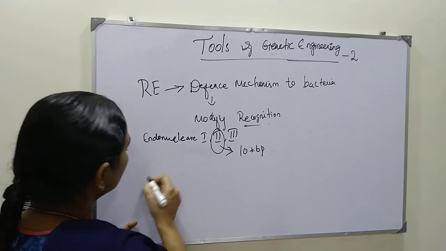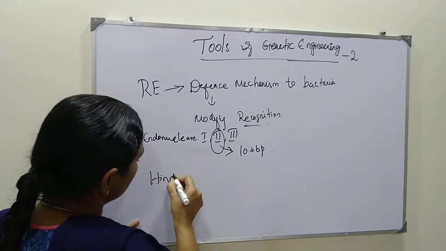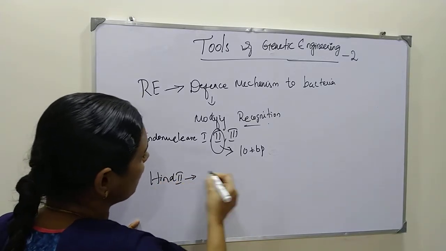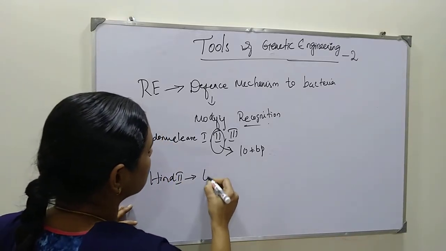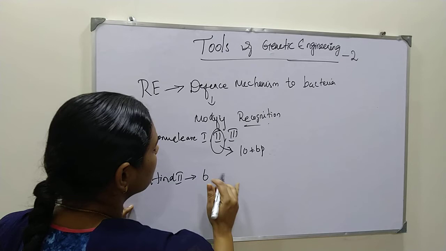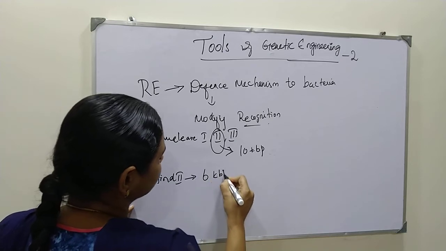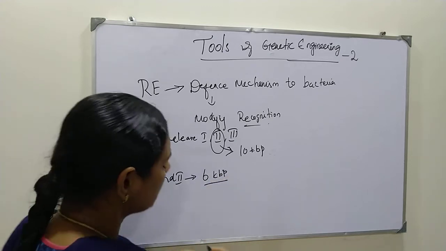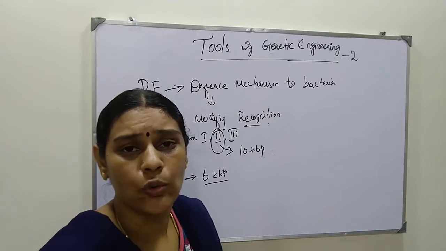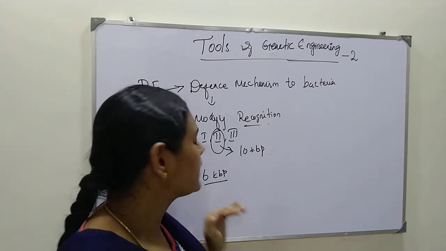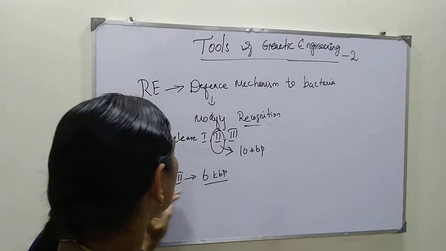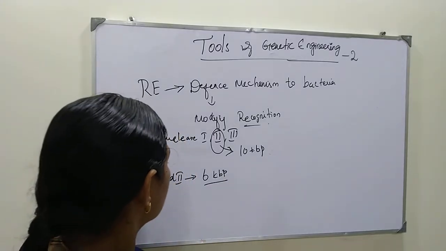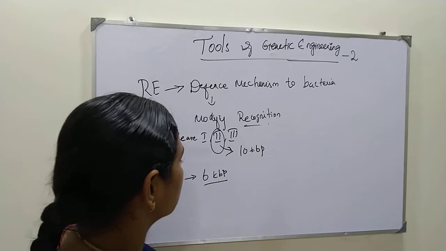And one more endonuclease is HindII2. This is also a most commonly used restriction endonuclease. It recognizes the recognition site within 6 kilo base pair, so that it is called restriction endonuclease HindII2. This HindII2 can identify and recognize sites of 6 kilo base pair.